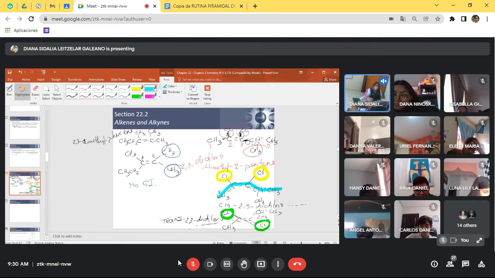Bueno, 1, 2. Se llama 2,3-dichloro-methyl-2-pentene. Cis al principio para indicar que están en la parte superior o en la parte inferior. Y trans if they are crossed.